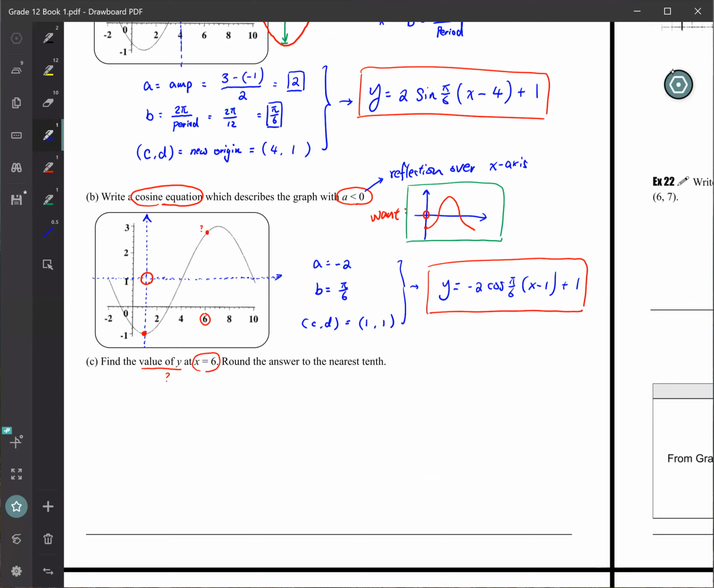You just plug it in. Plug what in? The 6. Into where? The x. Okay. Which equation? The cosine. Can we plug into the sine? Can we also plug into the sine, the first one?